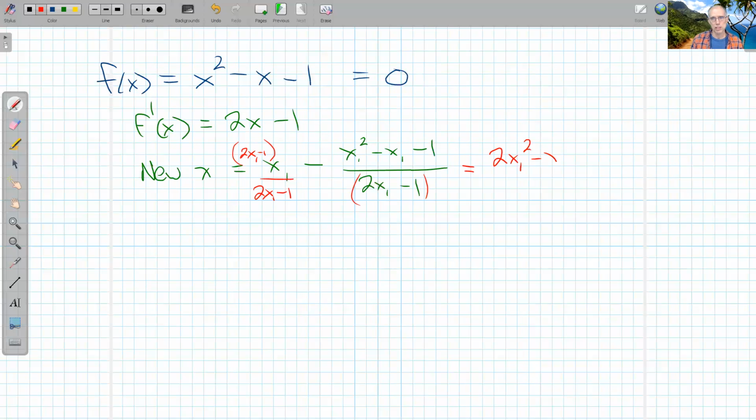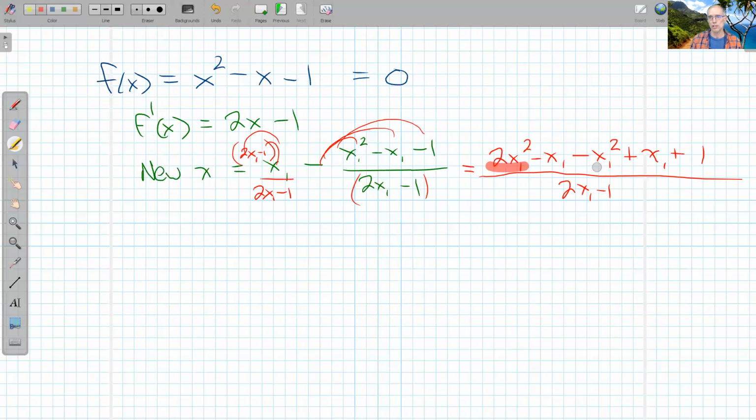So that's going to give us 2x1 squared minus x1, right? We have to distribute there. And then we have to distribute the negative through here. Be careful with your signs. So that'll be minus x1 squared plus x1 plus 1, all over 2x1 minus 1. And then we do have some like terms that clean up pretty nicely, and we have the 1 just hanging out. So our new x is now going to be x1 squared plus 1 over 2x1 minus 1. This is our recursive formula that we just keep applying.